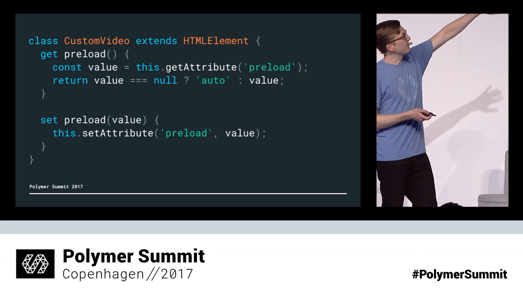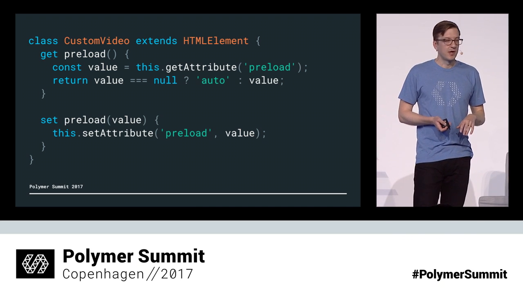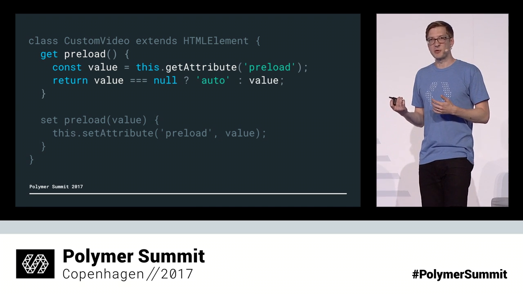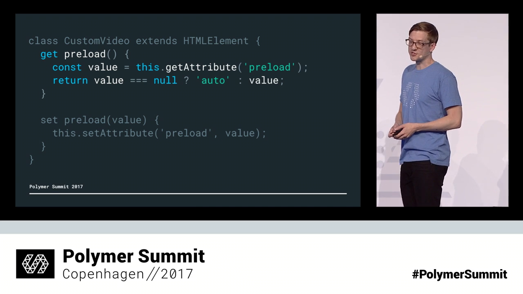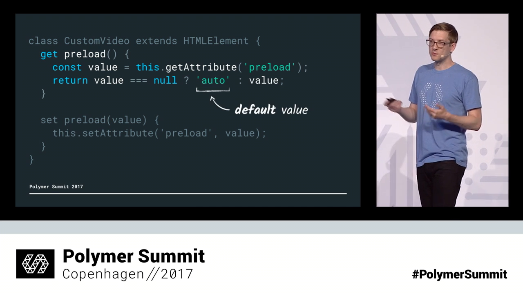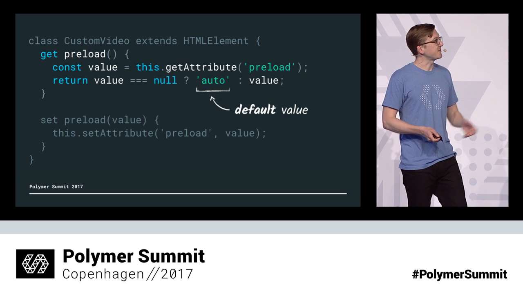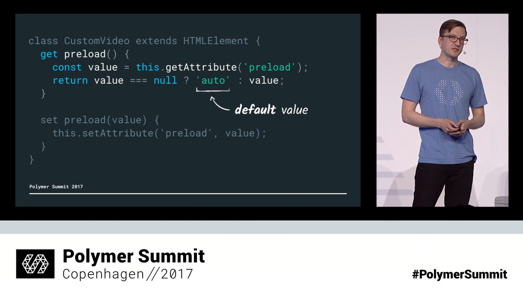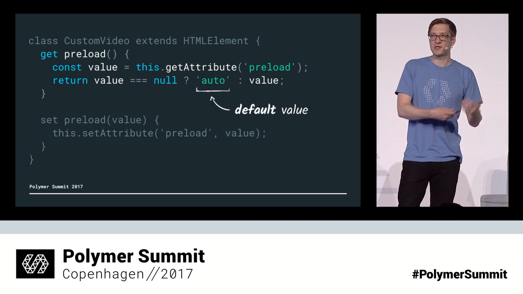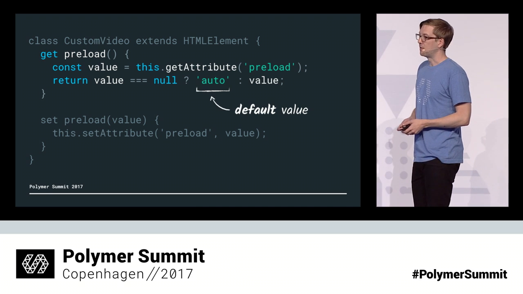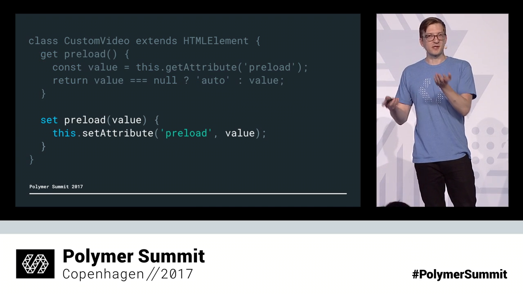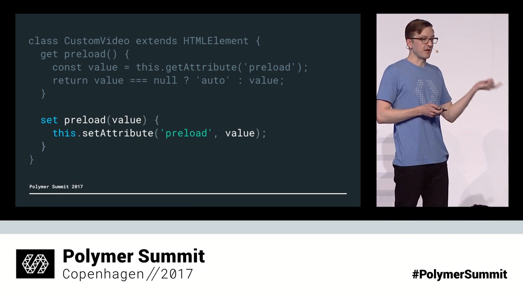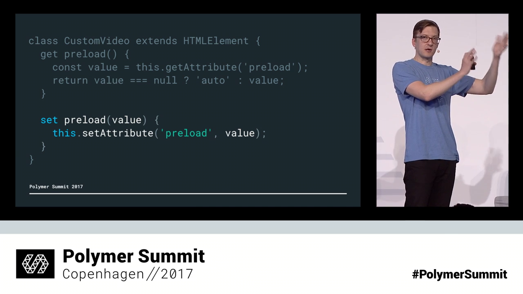So I'm going to make a fake element here called custom video. And in my getter, I'm just going to try and get the value from the attribute. If there is one, I'll return it. If there's not, I will return a default value, right? This is that default auto string that we saw. This is kind of interesting, because you're co-locating the default value with the property, with the getter and setter. In the setter, all we do is take the value that was passed in and reflect that to the attribute. And because the getter is leveraging the attribute, we have now synced our properties and attributes.